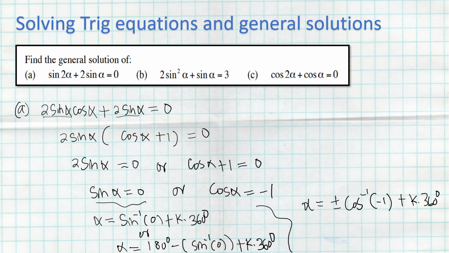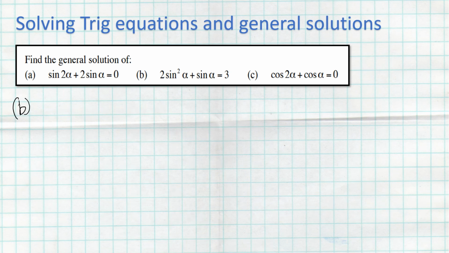Let me just go to the second one, B. On your B, you are given 2 sine squared alpha plus sine alpha equals 3. So you can see that this one is squared and we have sine. It's sort of like a quadratic equation, right? So I'm just going to write it properly to say 2 sine squared alpha plus sine alpha minus 3 equals what? Equals 0.